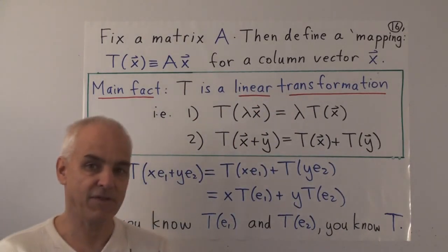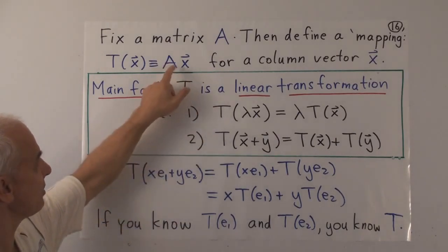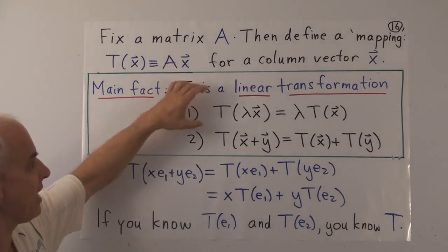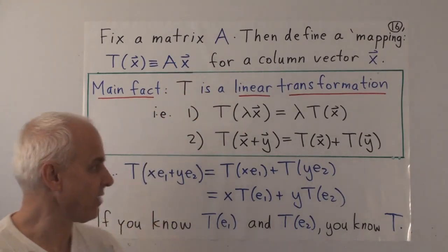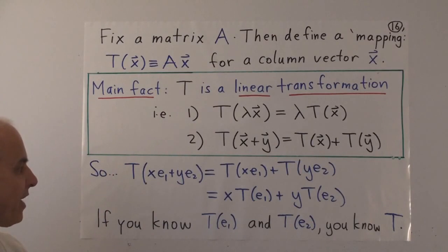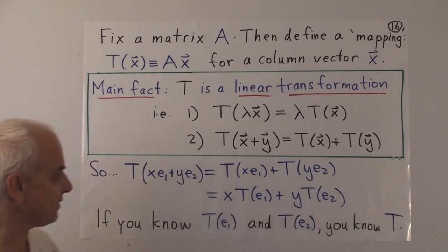I'm going to leave it to you as an exercise, and we'll talk about it later, to convince yourself that when you multiply by a matrix A, these two properties hold. It's an exercise. Please write a proof down for that. And why is this important in terms of visualizing the transformation? Because it implies the following relatively simple idea.